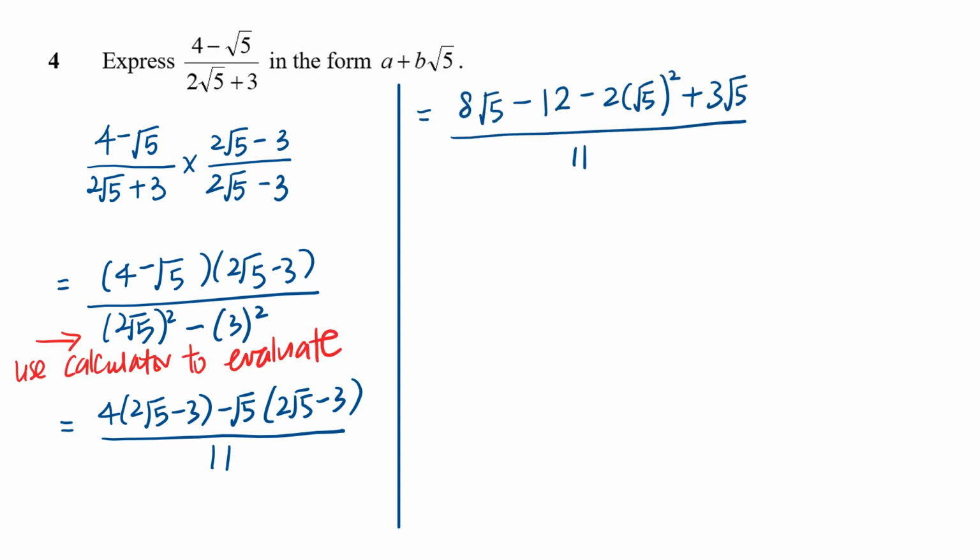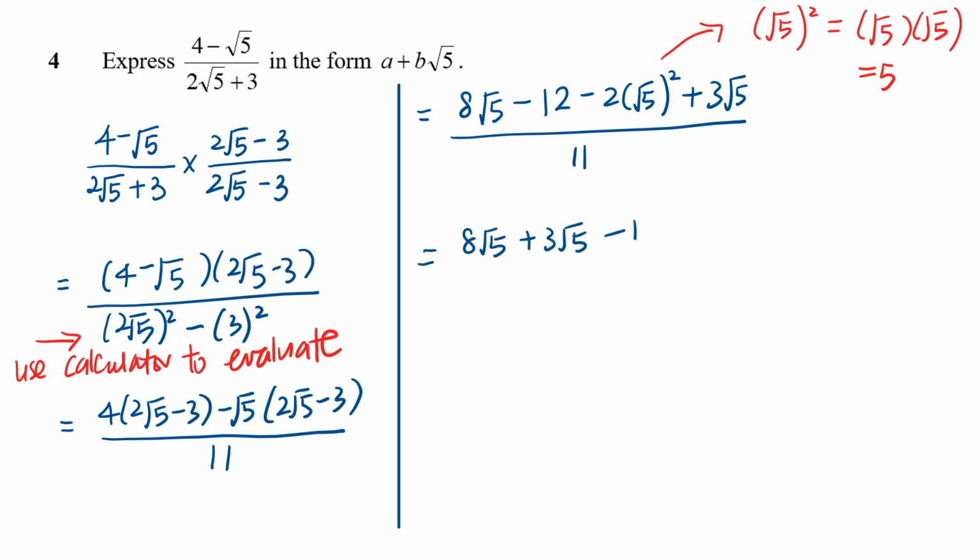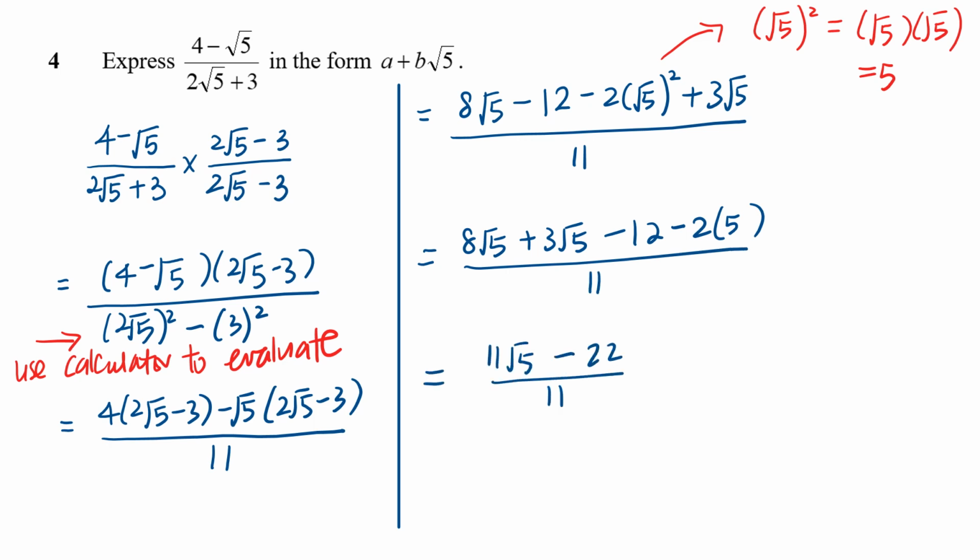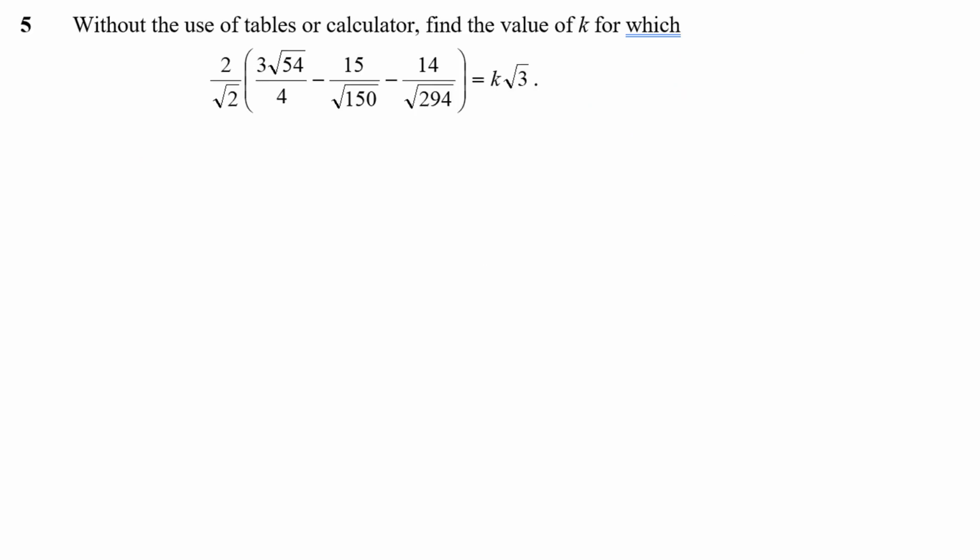Right, simplify further. Okay, there's a recap here. Square root 5 times square root 5 will give you 5. Square root a times square root a will give you a. Right, and you cannot leave the answer like that because you're supposed to leave it in the form a plus b square root 5, which means you have to split it into two fractions, and the answer will be negative 2 plus square root 5.